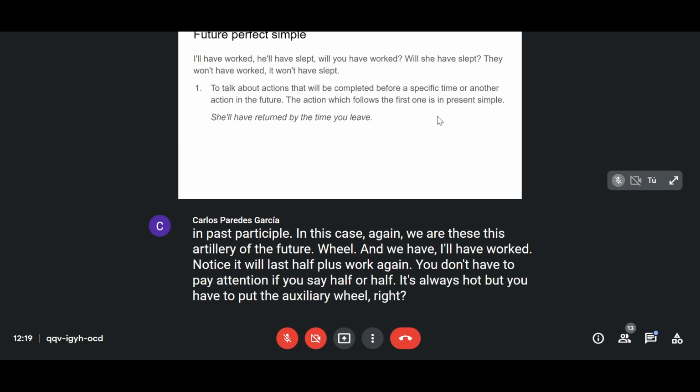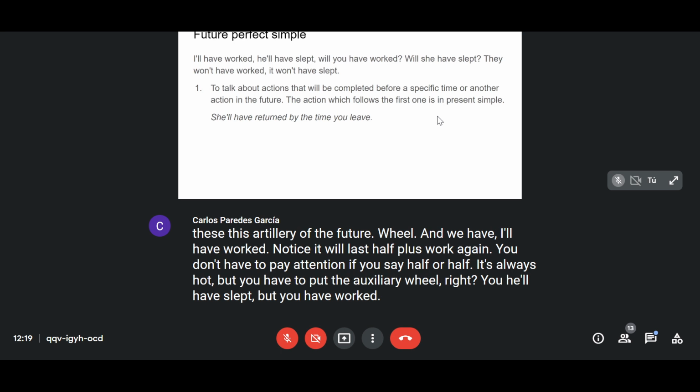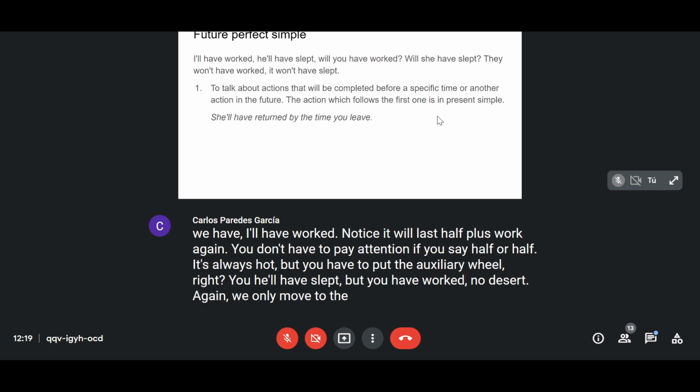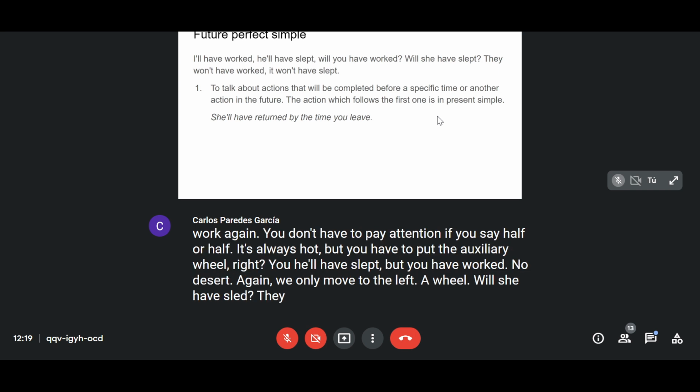Right? He'll have slept. Will you have worked? Notice that again we only move the will to the left. Will she have slept? They won't have worked.